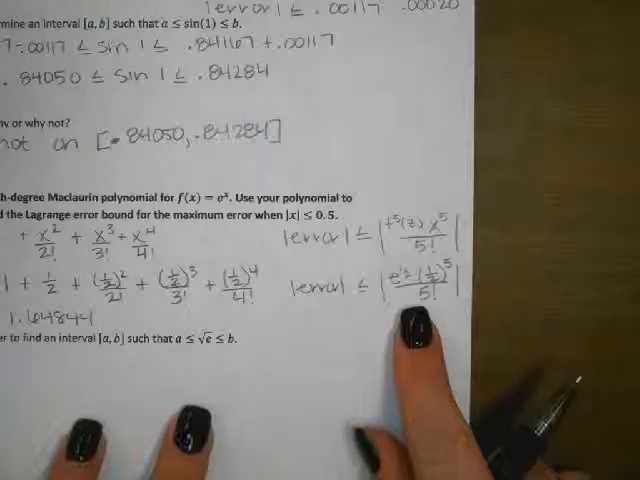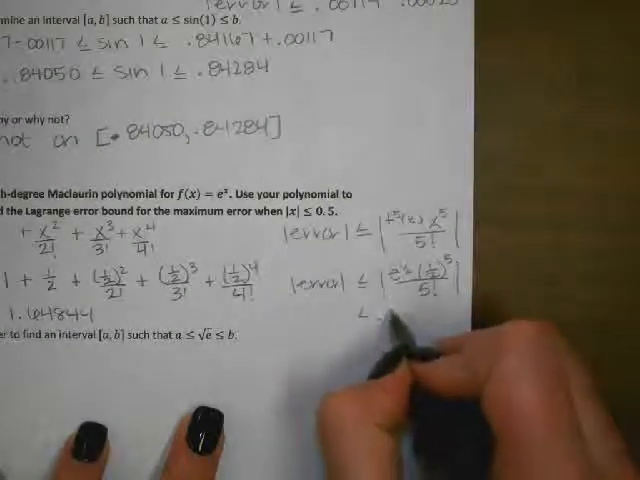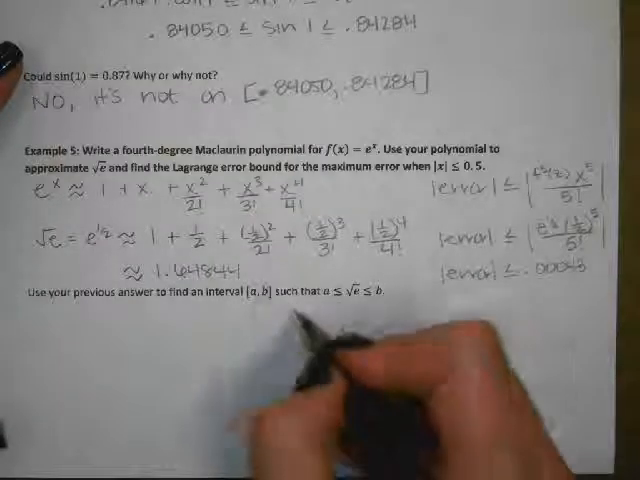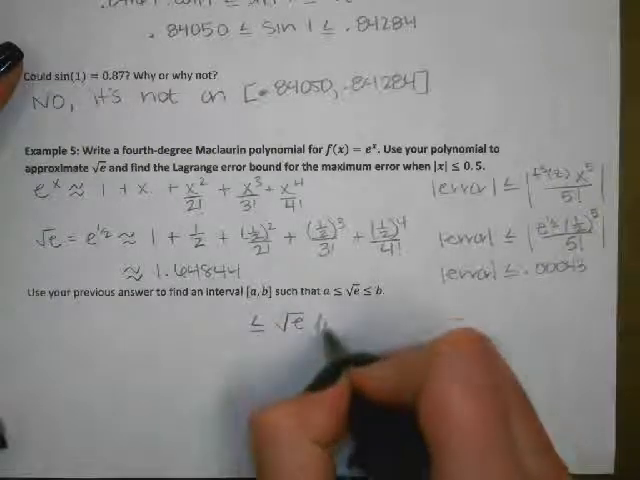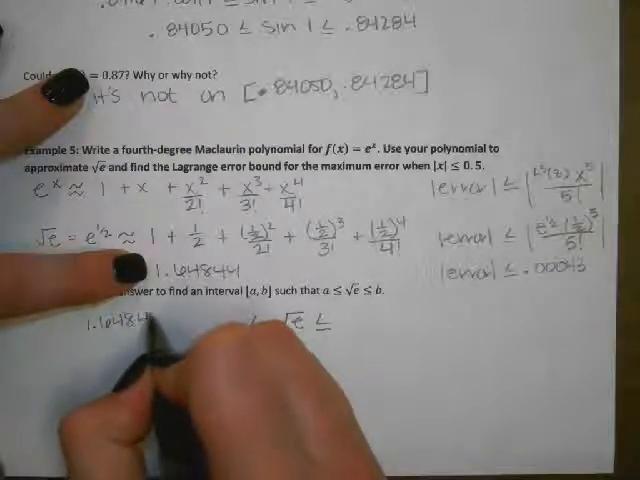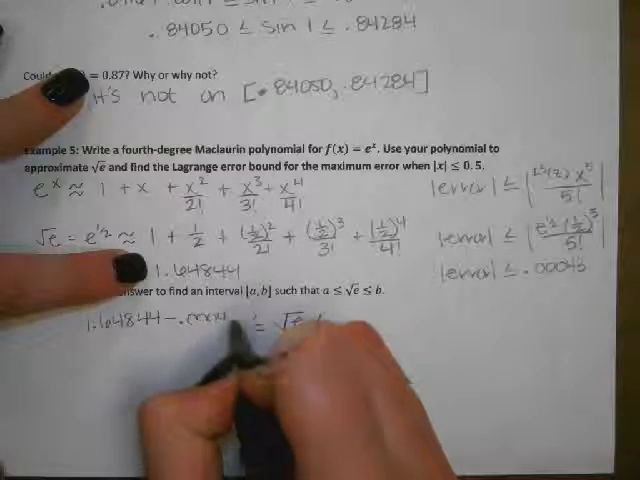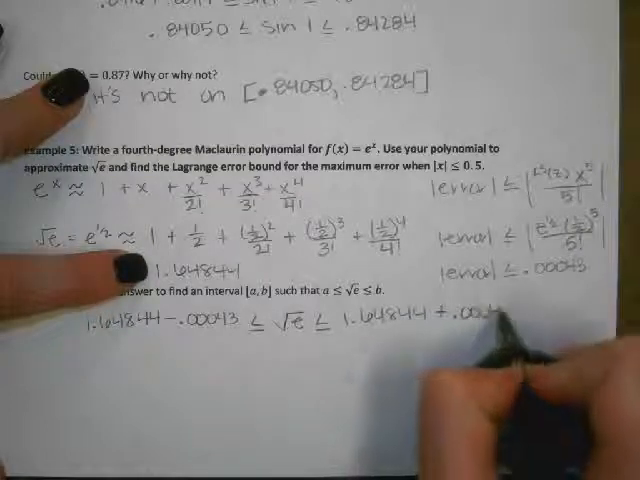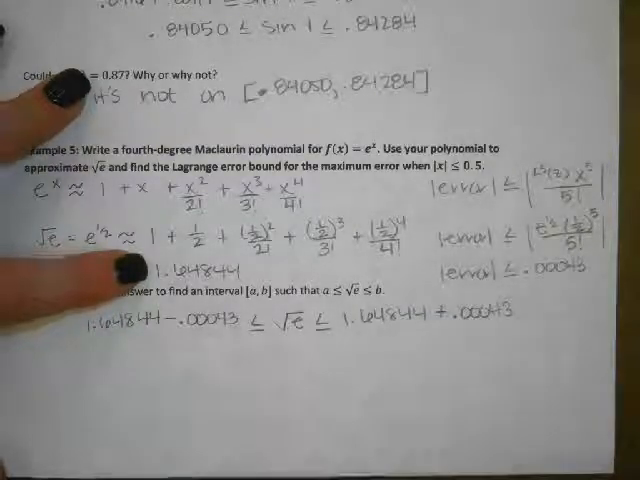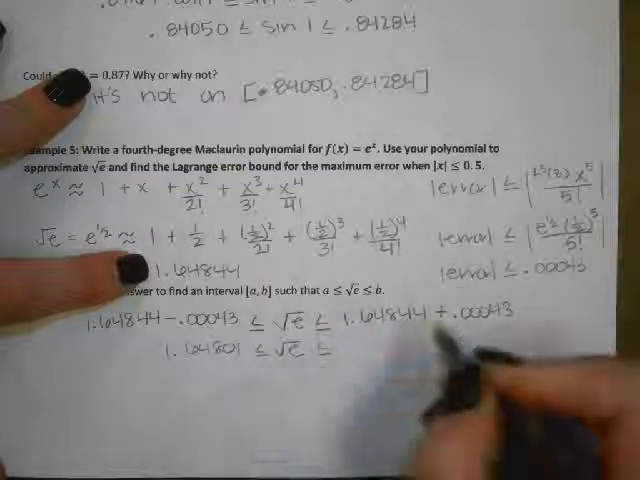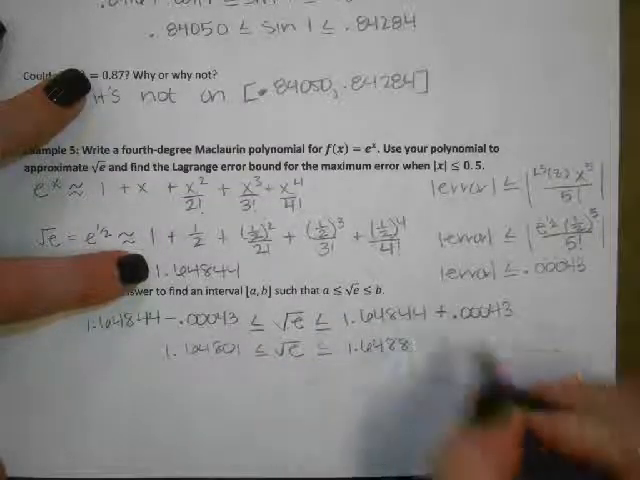Right, and when I plug this into my calculator, I get 0.00043. Okay, so if I'm making an interval, then I'm going to say the square root of e is somewhere between 1.64844 minus 0.00043 and 1.64844 plus 0.00043. So it's somewhere in between those, and those values are 1.64801 and 1.64887.